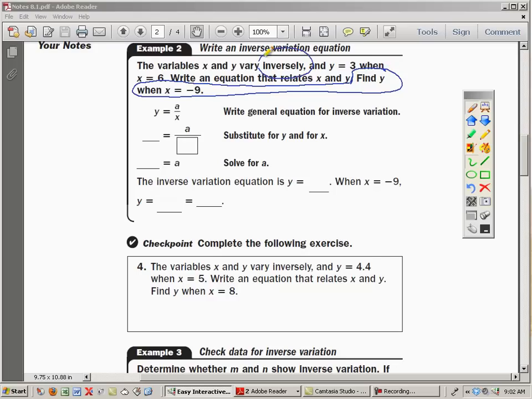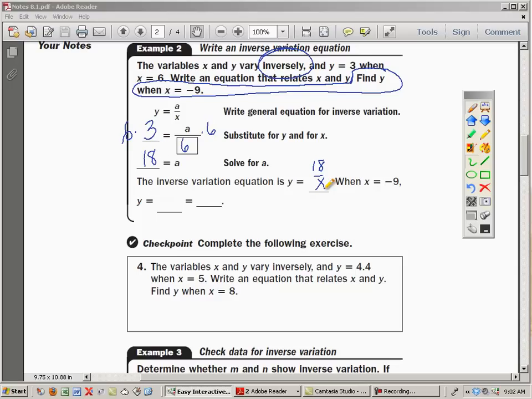By definition, since they vary inversely, y equals a over x, and we're going to substitute in the values for x and y we're given. So 3 is equal to a divided by 6. Multiply both sides by 6, and you get a is equal to 18. So my inverse variation equation is then y equals 18 divided by x.